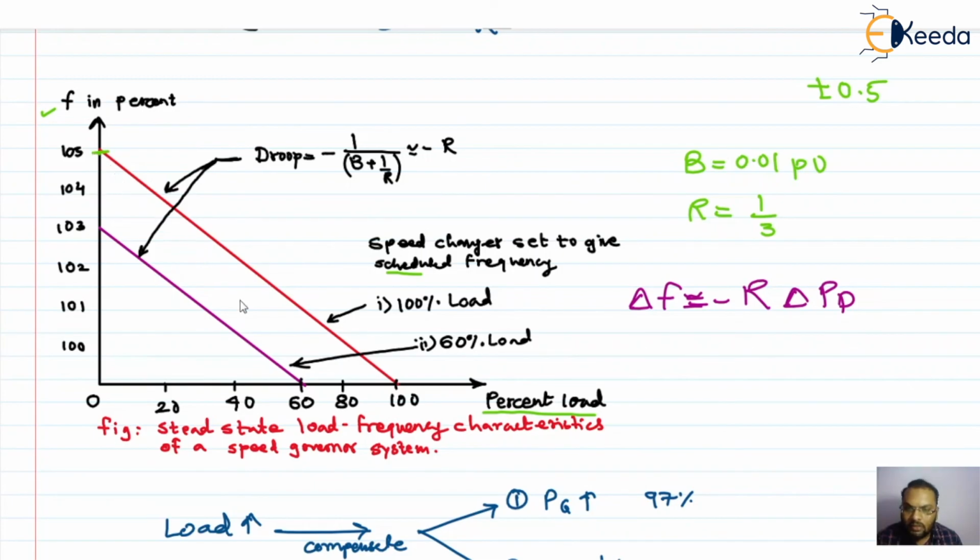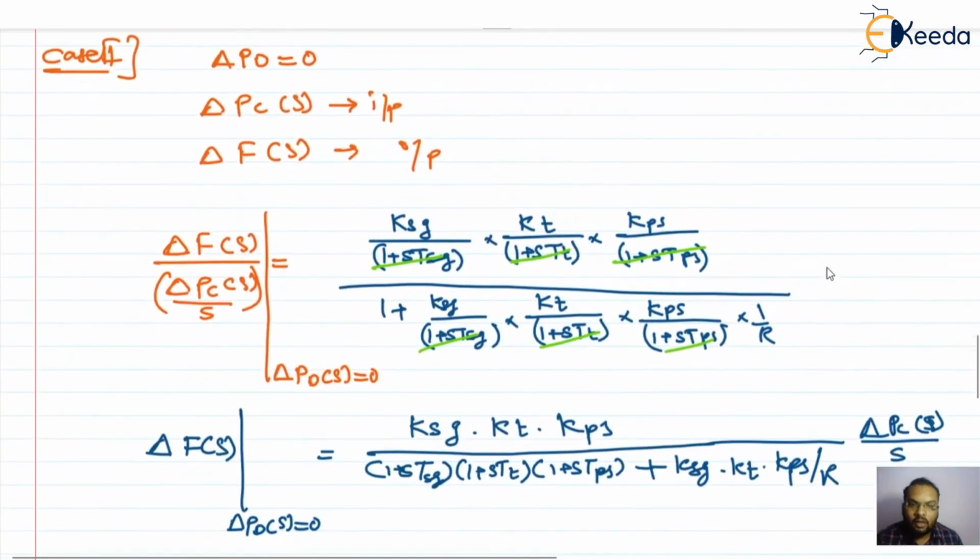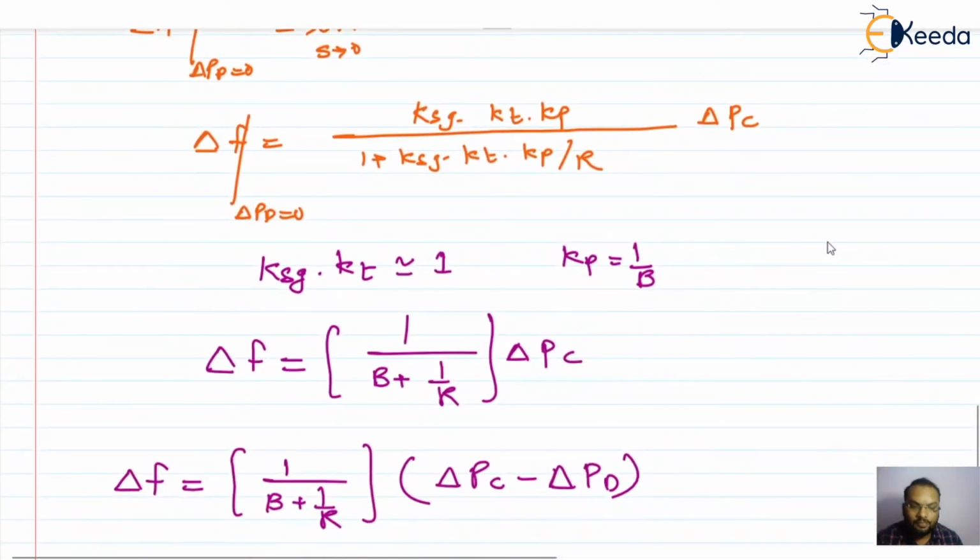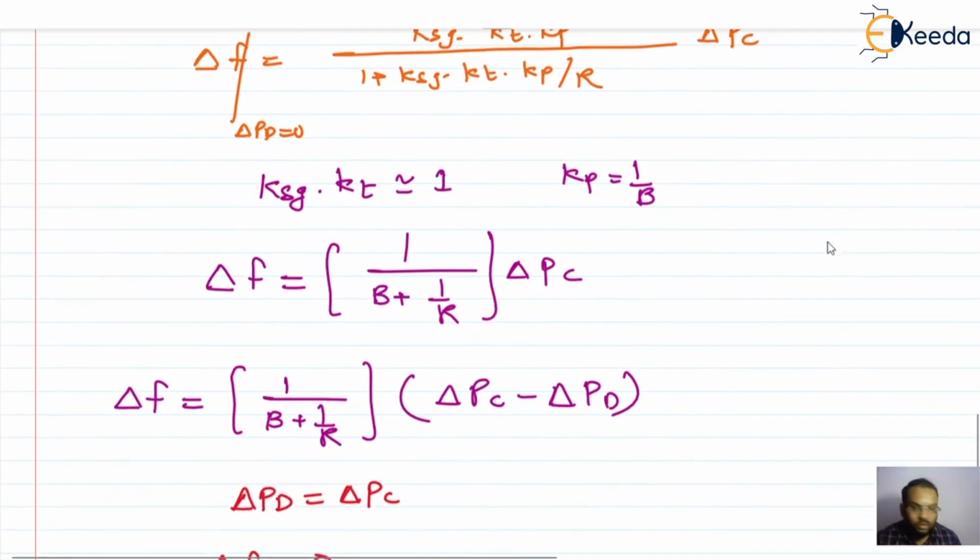Again, suppose the load is changed from 100% to 60%. If we give a proportional change in the command to the speed changer setting, then we may get this graph, where the frequency will remain the same for any load. So this is how you can get the steady state response of load frequency control for a single area. In the next lecture we will discuss the transient response of this block diagram. Thank you very much.